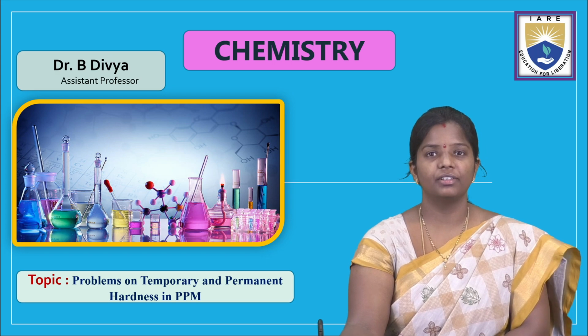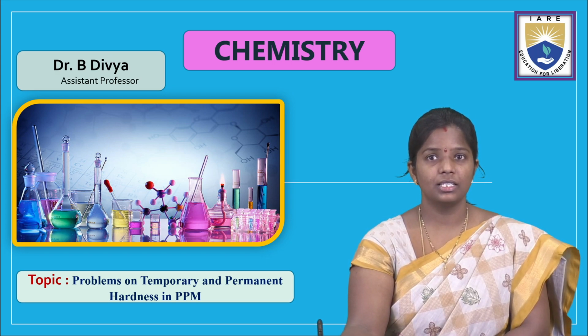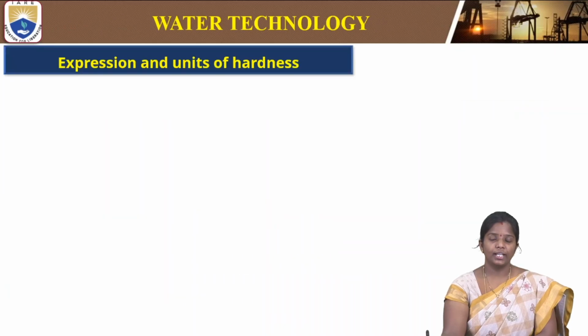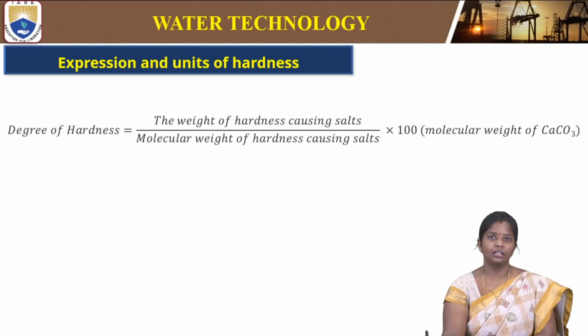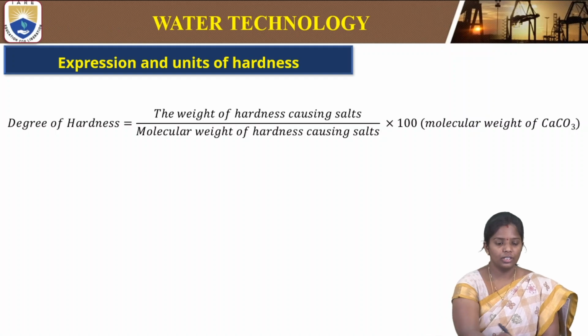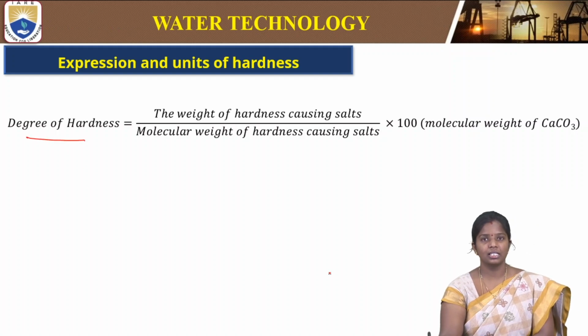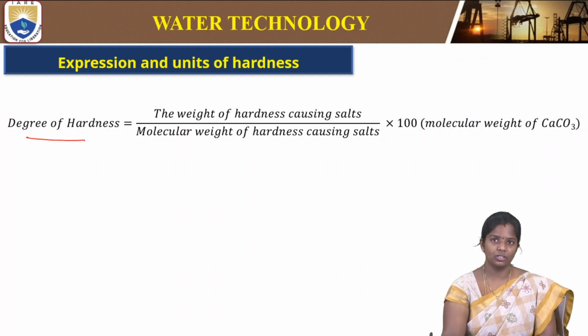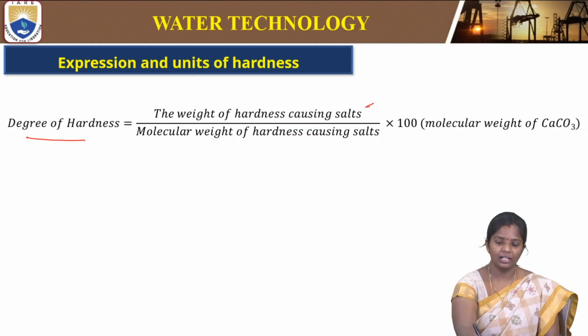So in this session, we will discuss the problems on temporary and permanent hardnesses in units of ppm. So the expression of units for any hardness, whether temporary or permanent, will be given in the form of equivalence of calcium carbonate. It is calculated from the degree of hardness, how much hardness is present in that particular water, that is given by the weight of the hardness causing salt.